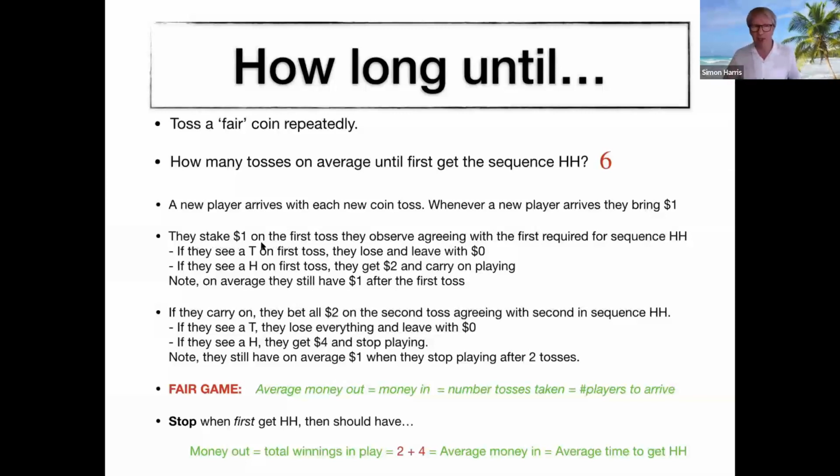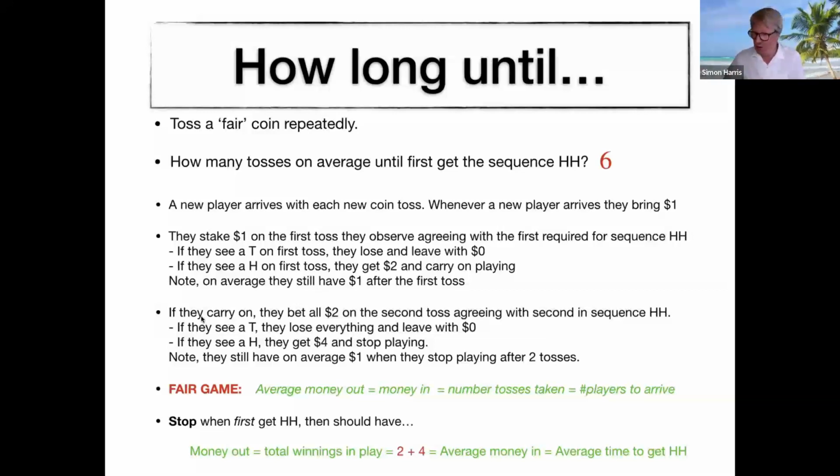They bet their first dollar, the dollar they come with, on the first toss that they observe, agreeing with the first coin that they need in the sequence, in this case a head. If they get a tail, they lose and leave with nothing. If they get a head, they double the money, get $2 and carry on playing. So on average, they still have $1 after the first game. It's totally fair. Probability of half, they've got nothing. Probability of half, they've got 2. So they've still got $1 on average, the same dollar they arrive with. So it's a fair game.